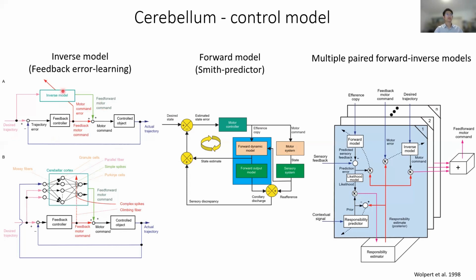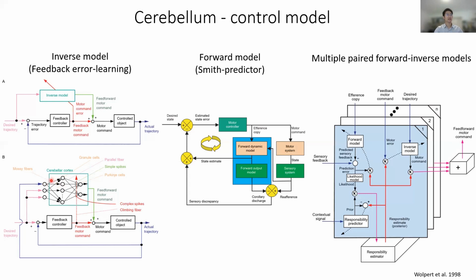And in this study, they propose that the inverse model is actually located in the cerebellar cortex. Why? As we saw in previous structures, if you still remember the cerebellar cortex, first they have these mossy fibers as the control input. Mossy fibers basically carry all the sensory input to the cerebellar cortex. So here they consider this actual trajectory is actually the sensory input that goes to the cerebellar cortex.